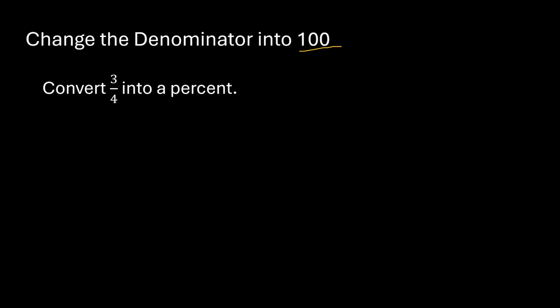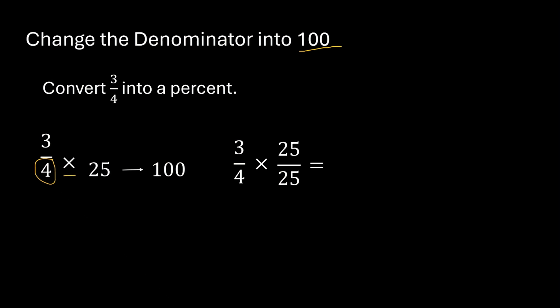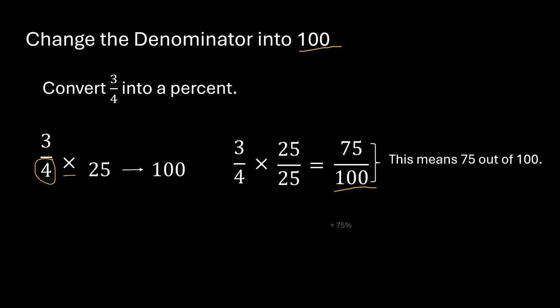Our fraction is 3/4, and the denominator is 4. Ask yourself, what number should I multiply 4 by so it becomes 100? The answer is 25. Multiply both the numerator and the denominator by 25. 3/4 times 25 over 25 equals 75 over 100. Now our denominator is 100. Since percent means out of 100, we simply write the numerator followed by the percent sign. 75 over 100 equals 75%. Therefore, 3/4 equals 75%.